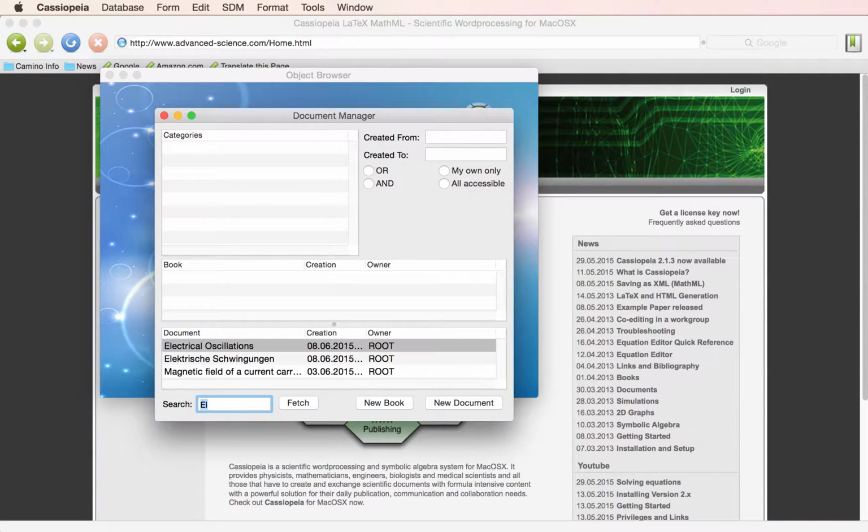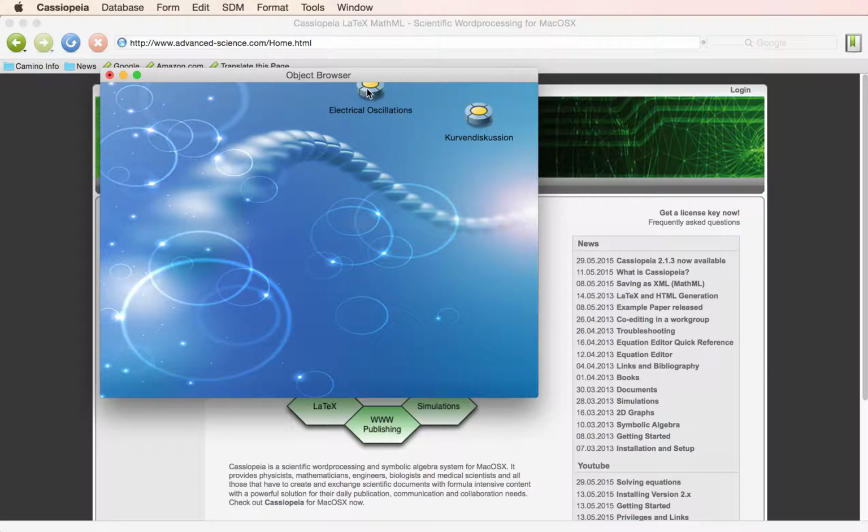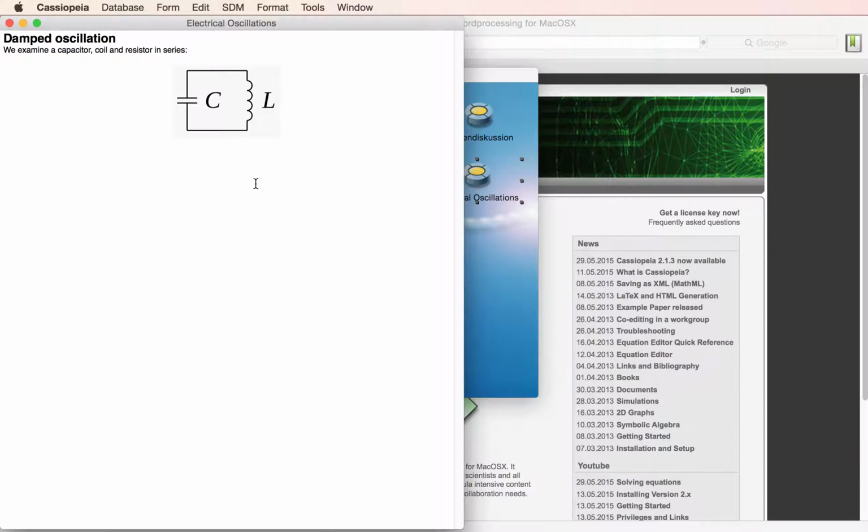I've prepared a document, electrical oscillations, for this purpose. Let's put this here and open it. Okay, here we have a cap connected in series with a coil, and a resistor cannot be seen here, but we think of a resistor being here, the resistance of the wire. Let's look at the cap first.